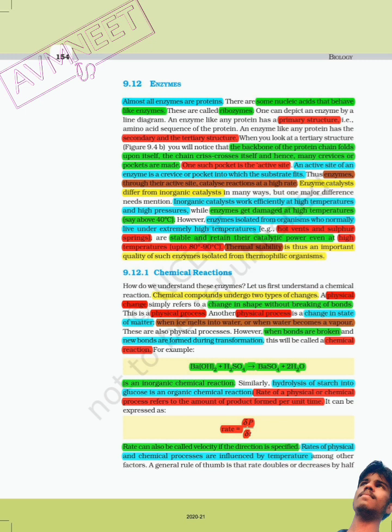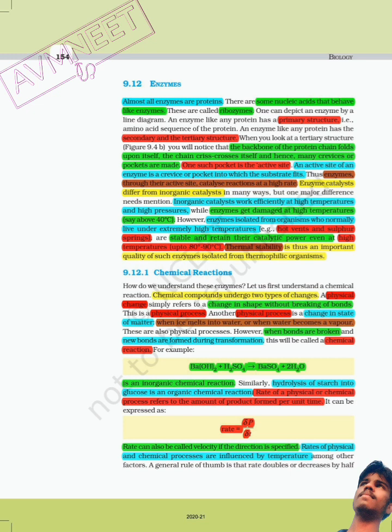When you look at a tertiary structure, you will notice that the backbone of the protein chain folds upon itself, the chain crisscrosses itself, and hence many pockets are made. One such pocket is the active site. An active site of an enzyme is a pocket into which the substrate fits. Thus, enzymes through their active site catalyze reactions at a high rate.